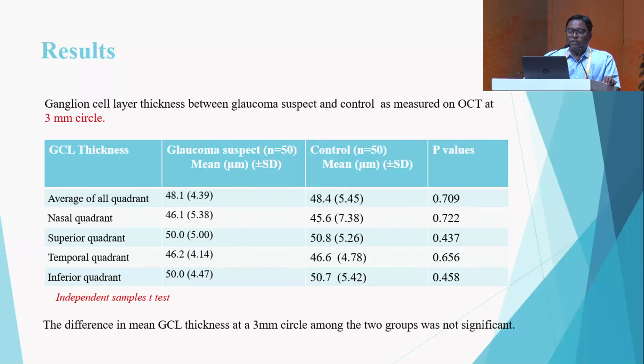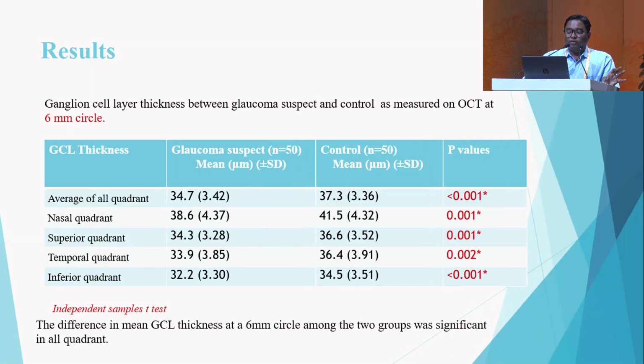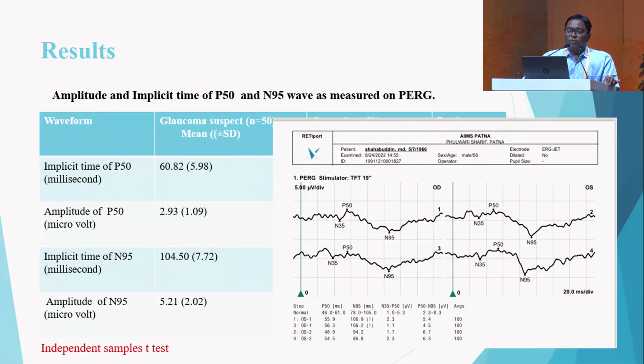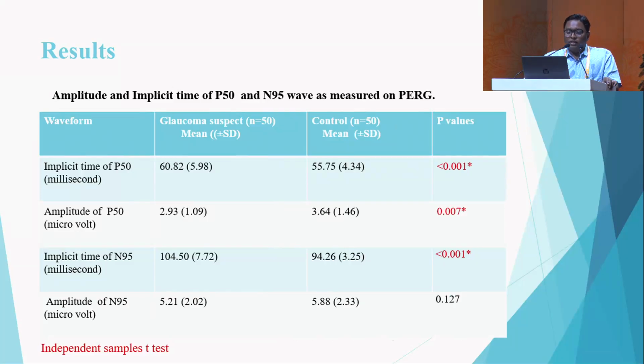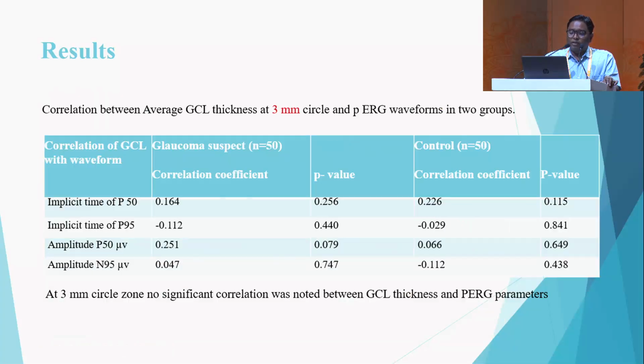What we found is that in the 3 mm circle zone, there is no significant difference in GCL thickness between the glaucoma suspect and control groups. But in the 6 mm, that is the peripheral GCL thickness at the macula, we found a significant decrease of GCL thickness in all quadrants, including the average, in the glaucoma suspect group in comparison to the control group. Regarding the amplitude and implicit time of both waves, we found an increased implicit time of both the P50 and N95 waves.